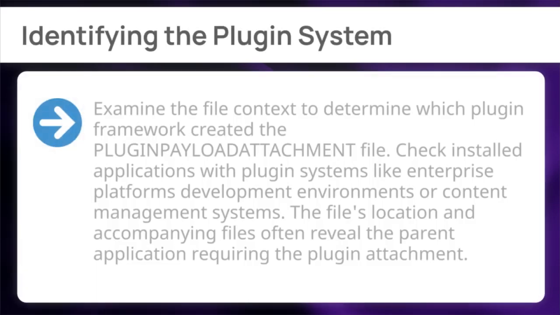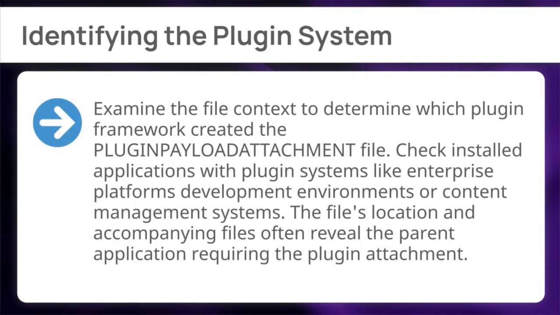First, identifying the plugin system. Examine the file context to determine which plugin framework created the plugin payload attachment file. Check installed applications with plugin systems like enterprise platforms, development environments, or content management systems. The file's location and accompanying files often reveal the parent application requiring the plugin attachment.